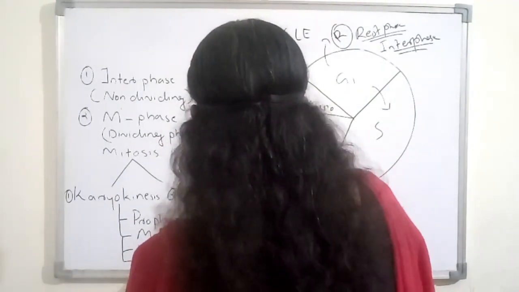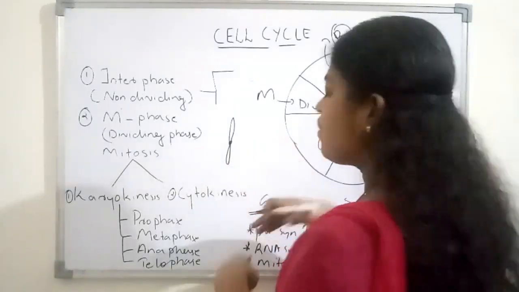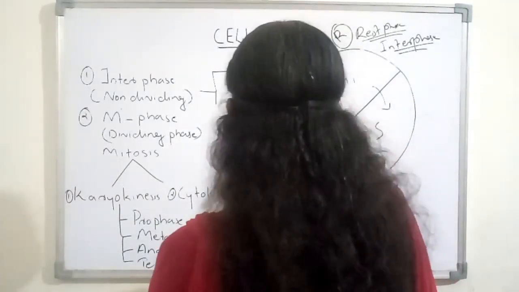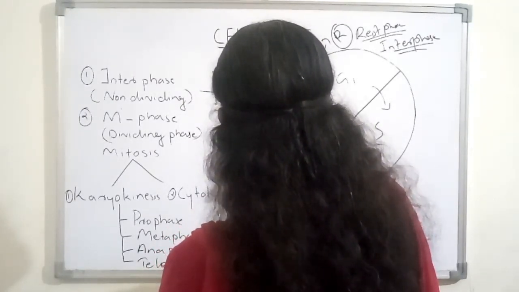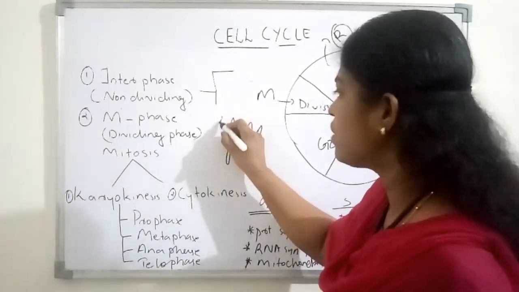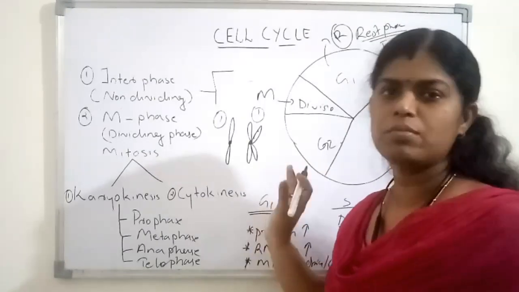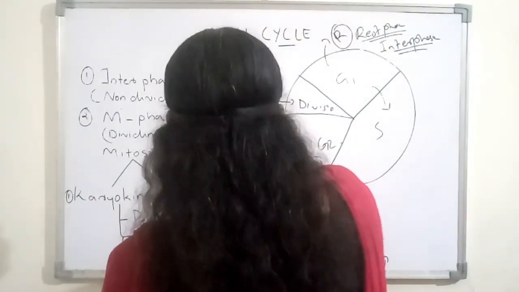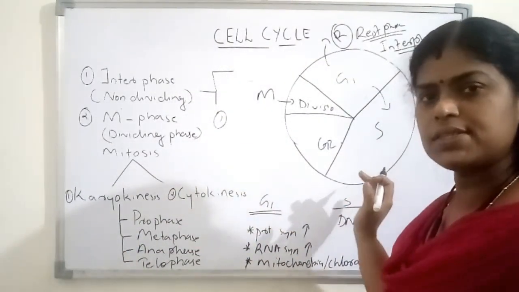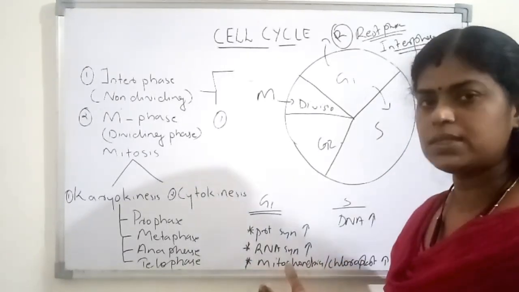See, before going into division, the chromosome will be like this, and after the doubling of the DNA, it will be like this. So here also one chromosome, here also only one chromosome. The DNA is doubled, but the chromosome is not going to be doubled. That is the difference. So that is what is happening in S phase, the synthesis phase, and DNA is doubling.